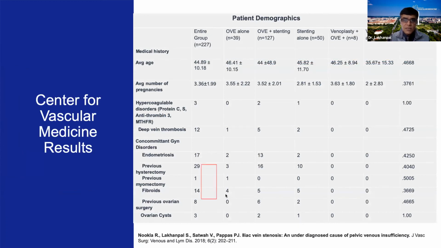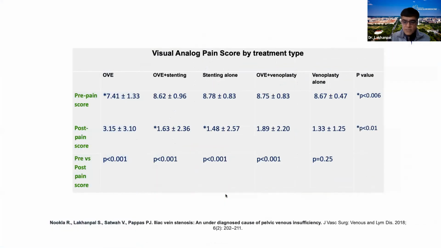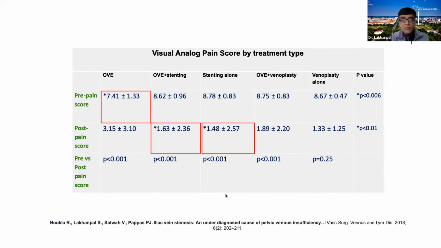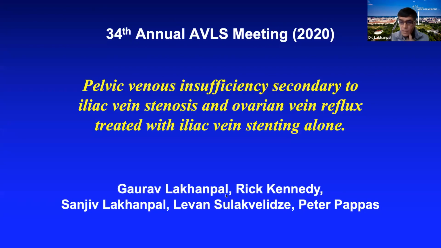I'll go straight to the results. Patients who had ovarian vein pre-pain scores of 7.41, with stenting alone, it reduced to 1.48, and with stenting plus embolization, it was 1.63. So there was a slightly better improvement in their visual analog pain scores in patients who had undergone stenting alone. So this switched our paradigm to what we started doing subsequently: we would have patients undergo iliac vein outflow stenting before we would put them on the table for embolization, provided they did not have any resolution or only partial resolution of symptoms.